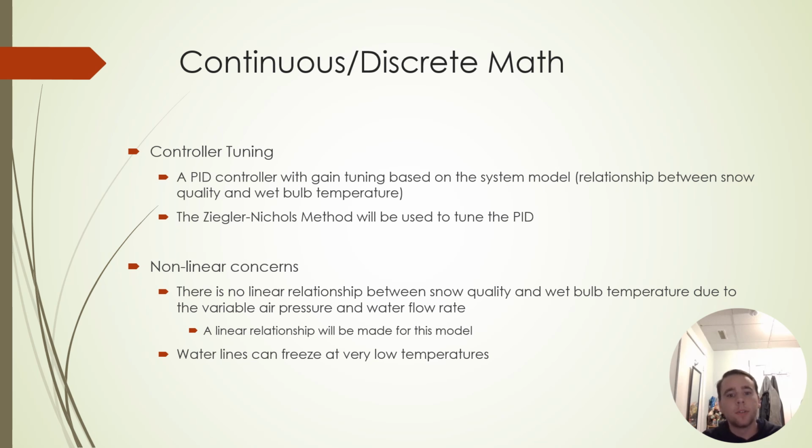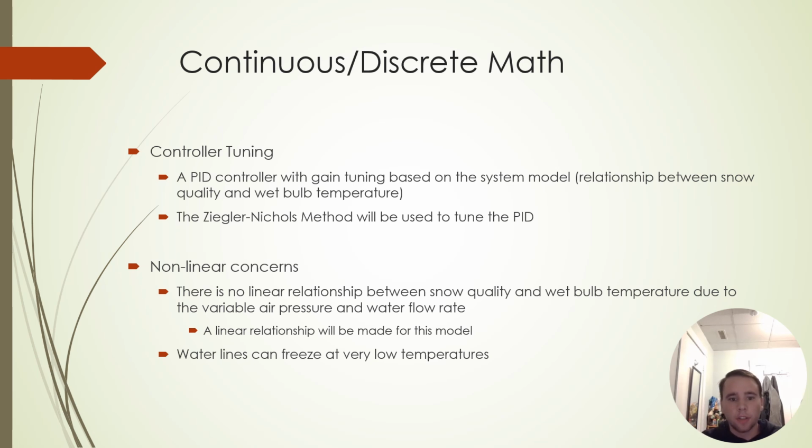the continuous/discrete math, controller tuning, a PID controller with gain tuning based on the system model, which is the relationship between the snow quality and the wet bulb temperature. The Ziegler-Nichols method will be used to tune the PID.